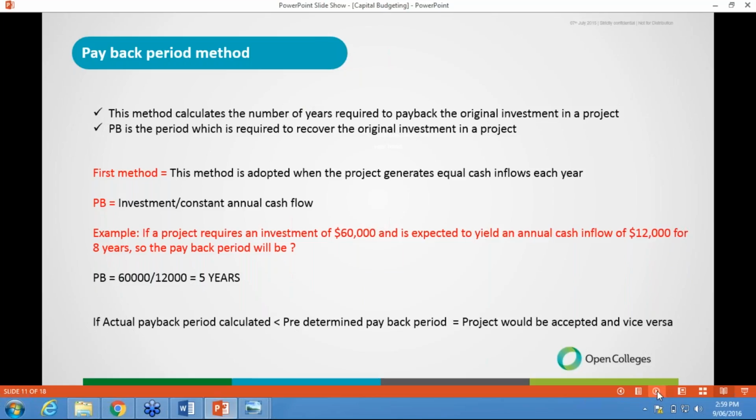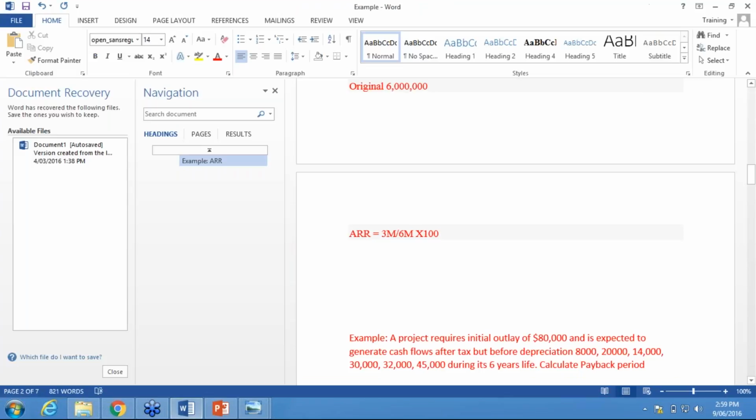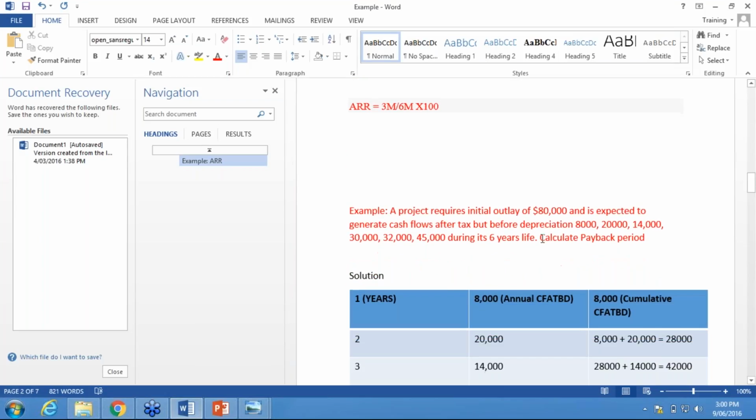Okay. Now, there is one more method. I gave you a very simple method of equal cash inflows. For example, I gave you 80,000 and 15,000 each year. 15,000 was equal cash inflows. But what if you have unequal cash inflows? Then I will show you one example here, in that case, how will we calculate the payback period? Look at this example now.